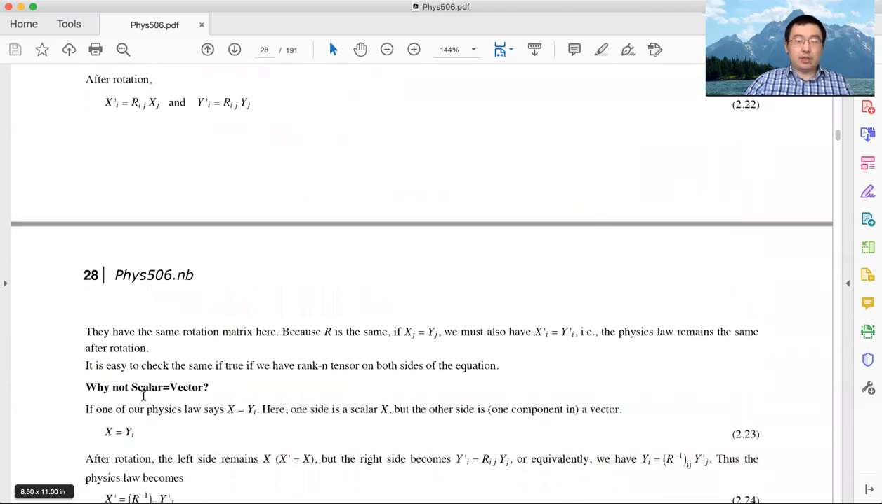We will not allow physics laws to look like this. For example, one side is a scalar, the other side is a vector, and they equal each other. That cannot work. If we have a physics law like this, our space will not be isotropic anymore. We'll have some special direction, and by rotating the axis, the physics law will behave differently.